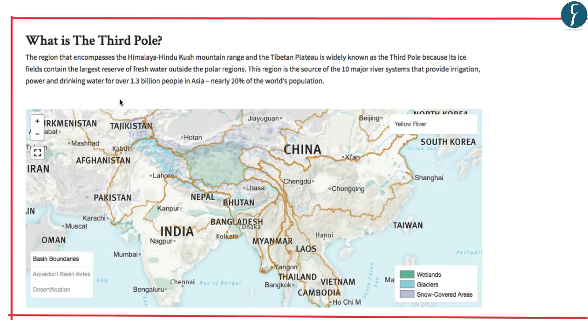Now what is this third pole? It says the region that encompasses the Himalaya Hindu Kush mountain range as well as the Tibetan plateau is widely known as the third pole because its ice fields contain the largest reserve of fresh water outside polar regions.